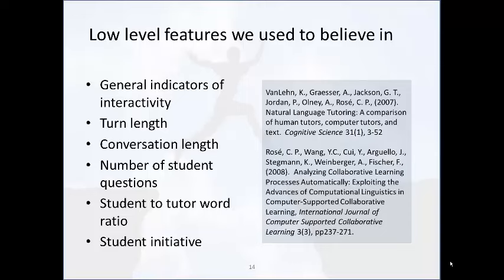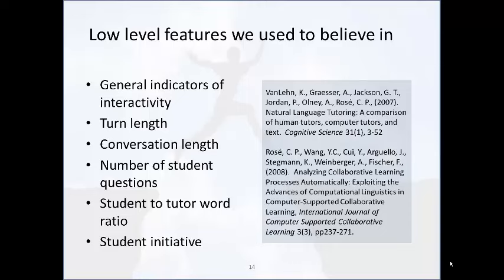And at that time, in the beginning, it was desirable to adopt measures that were really easy to do reliably and quickly. That included general indicators of interactivity, like how turns are distributed among people in a group, how long turns are, how long the conversation is, how many questions students are asking, what the ratio of student words to tutor words is, or how much initiative students are taking. These things are easy to count, and it's possible to tell a story about why they should make a prediction about learning. And in any given tutoring study, we're able to find at least one of these shallow measures that makes some prediction about learning.